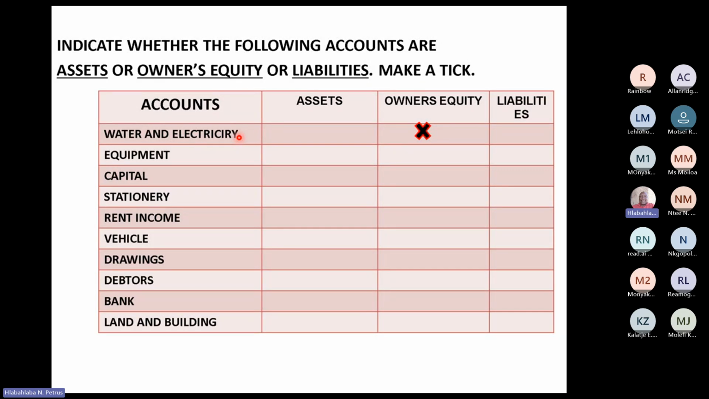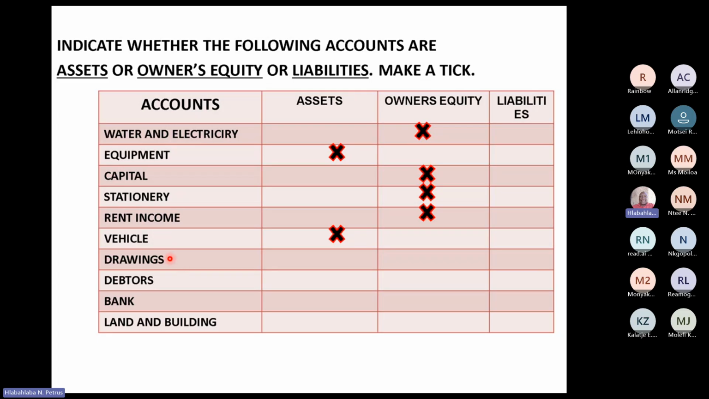When you talk of equipment, we are talking about an asset. When you talk of capital, we are talking about the owner's equity. When you talk about stationery, we are talking about the owner's equity. When you talk about rent income, we are also talking about the owner's equity. When the transaction has a vehicle in it, when they have purchased a vehicle, just remember that the vehicle is an asset.